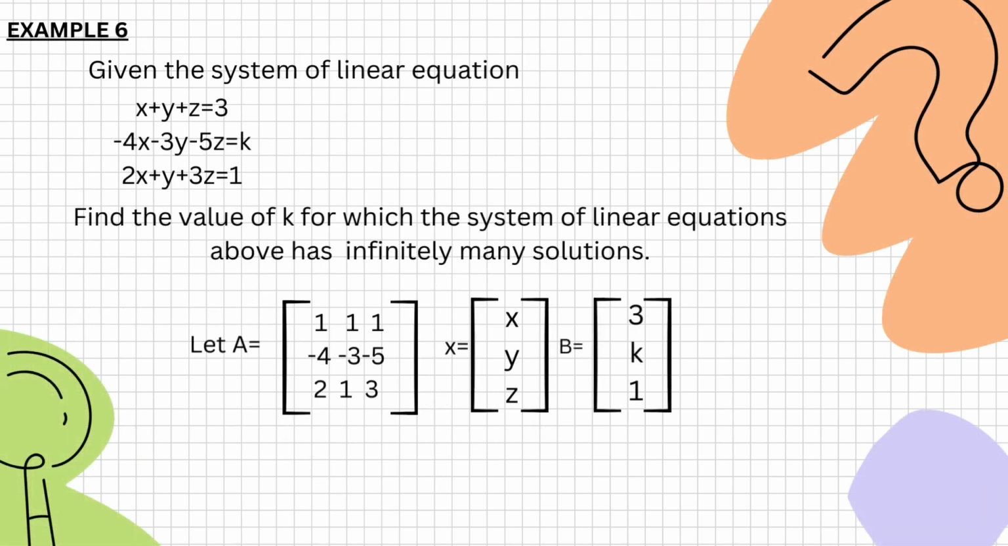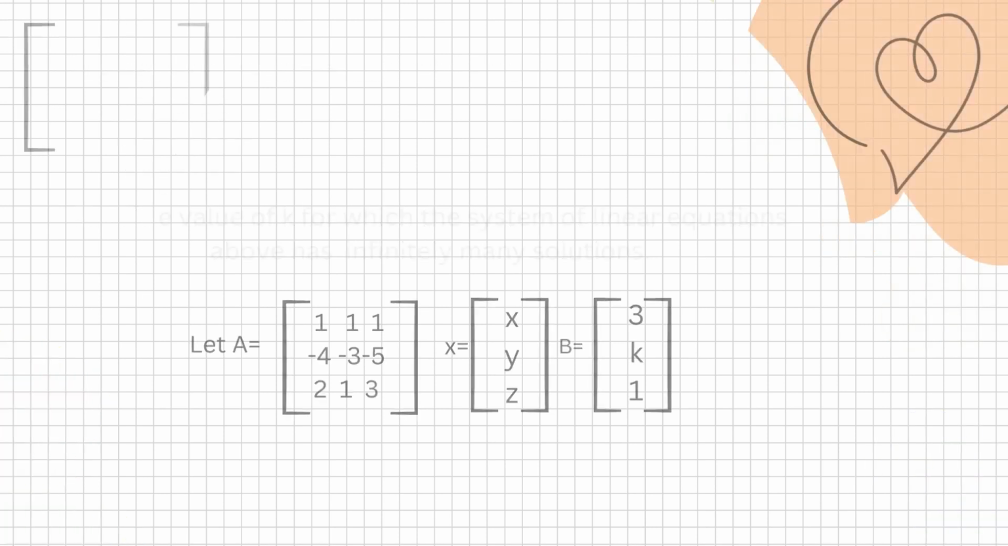For example 6, it is given that the system of linear equations is x plus y plus z equals 3, negative 4x minus 3y minus 5z equals k, and 2x plus y plus 3z equals 1. The question wants us to find the value of k for which the system of linear equations has infinitely many solutions.